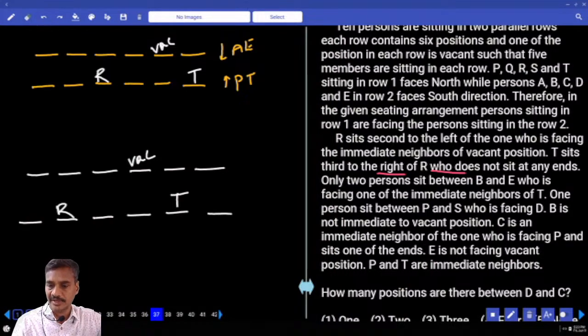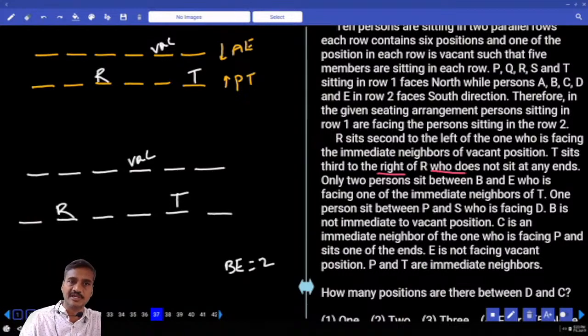And only 2 persons between B and E. Now in between B and E, how many people are there? There must be exactly 2 people. Now 2 people between B and E means, how many chairs are there in between B and E? Now 2 chairs. 2 persons in between B and E అన్నాం. ఎన్ని చైర్స్ ఉండొచ్చు బీకి ఈకి మధ్యలో?